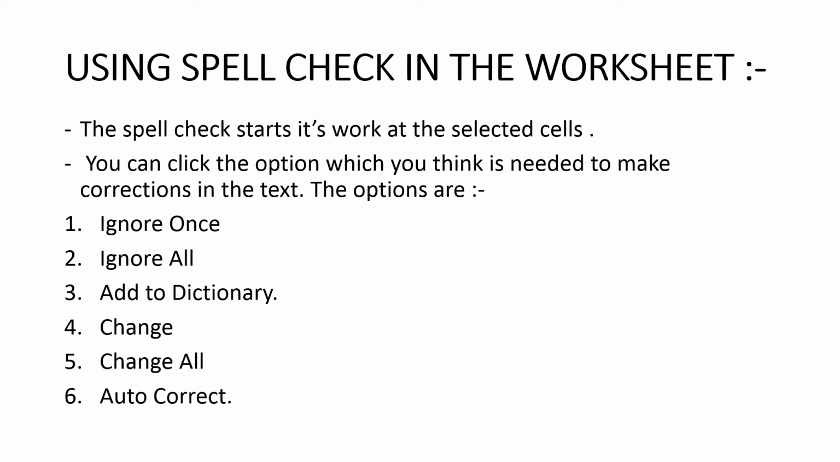Okay, then you can click on the option which you think is needed to make the corrections in the text. Fine. Now, the options that will be available for the spell check are, first, ignore once. When you know that the spelling is correct and still it is showing error, then you can use this ignore once. Clicking this button skips the word once but highlights it if it appears at another place. Okay, if the same word had appeared in some other cell, then it will show error there.